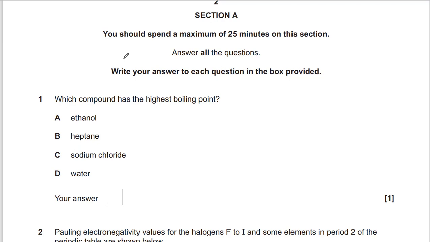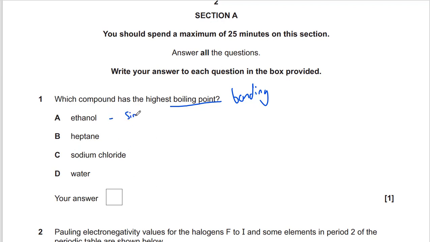So, number 1, nice easy question to kick off with. Which compound has the highest boiling point? As soon as you hear boiling point, we're looking at bonding. And basically whichever has the strongest bonding will have the highest boiling point. So ethanol, heptane, sodium chloride, and water. So let's just quickly break these down. What type of compound are they?